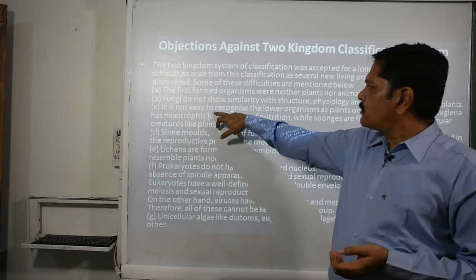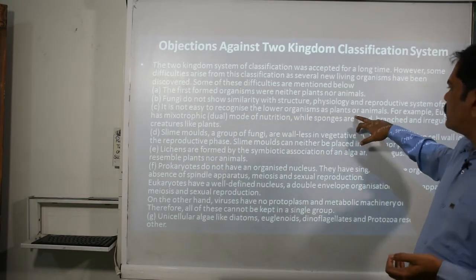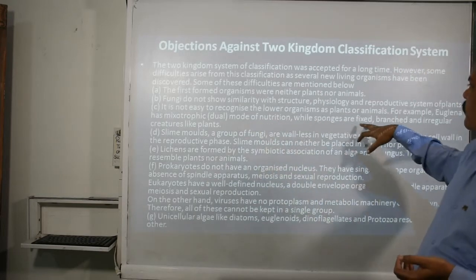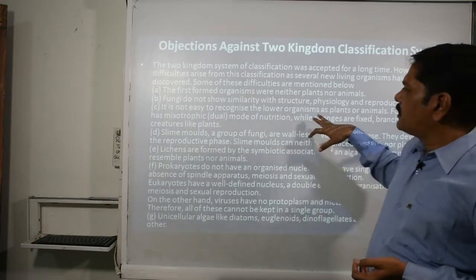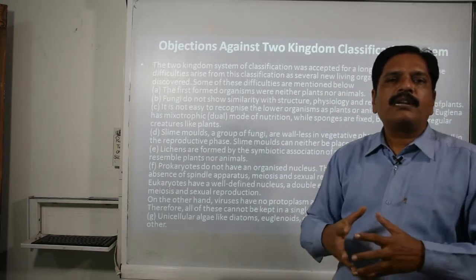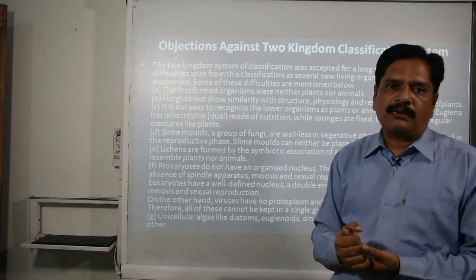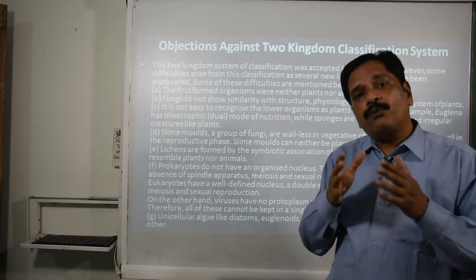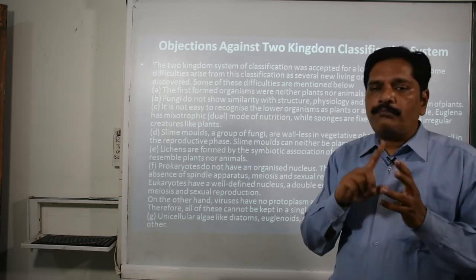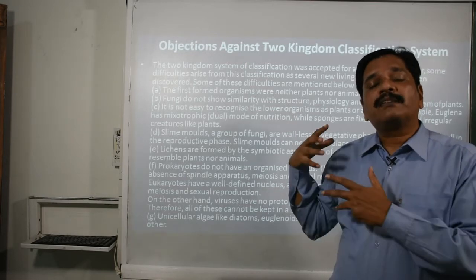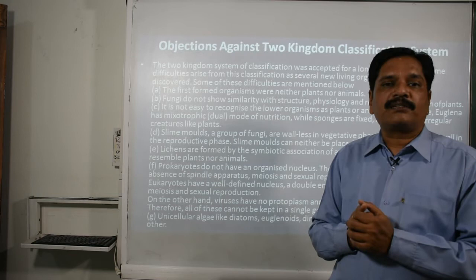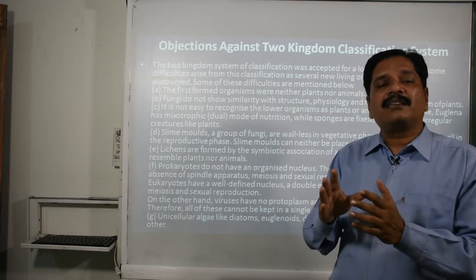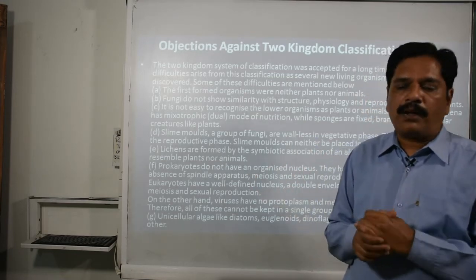Then it is not easy to recognize whether a lower organism is a plant or an animal, just like Euglena. It is mixotrophic in nature, while sponges have branches and irregular structures like plants. Euglena is actually a connecting link between animals and plants. It deserves a separate category because it shows the features of both animals and plants. It is autotrophic but motile. Similarly, sycon, sponges and hydra are non-motile but heterotrophic, and still the sponges were kept in the animalia, not in the plantae.